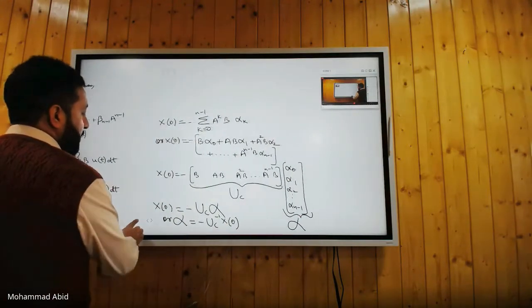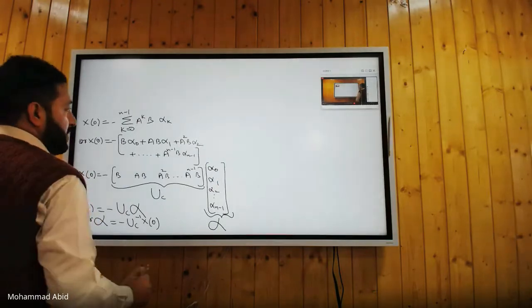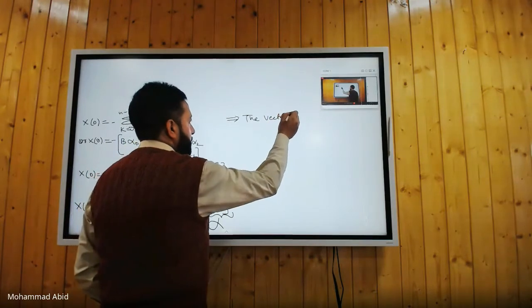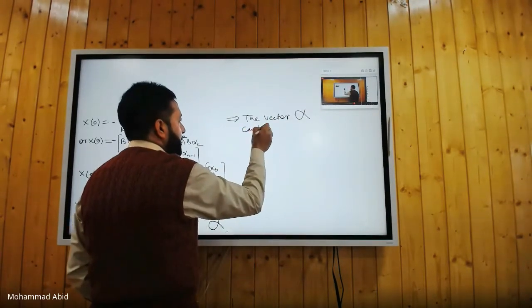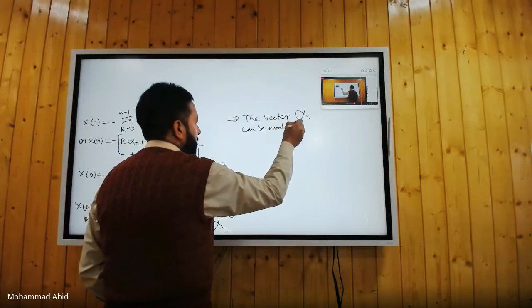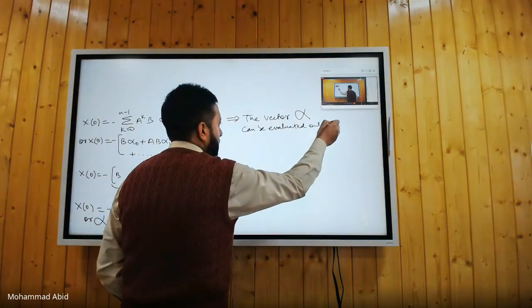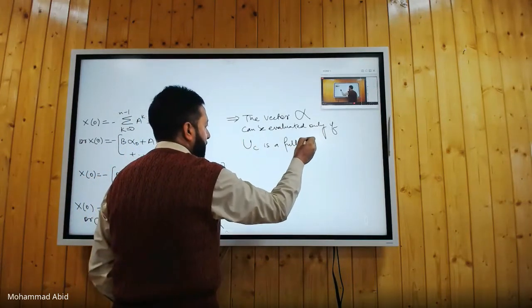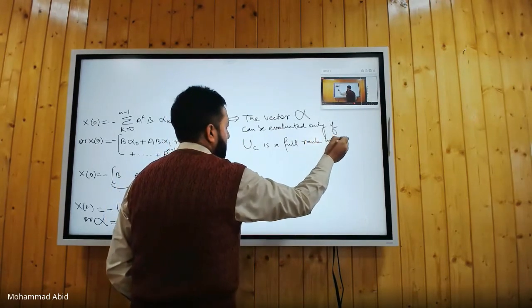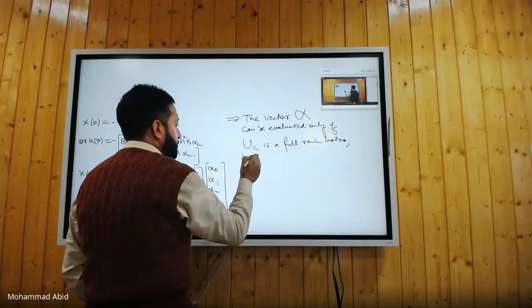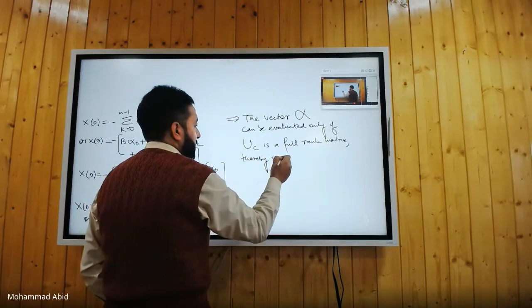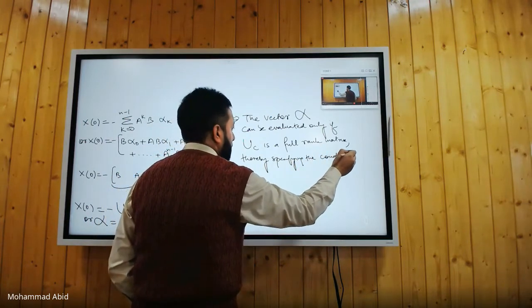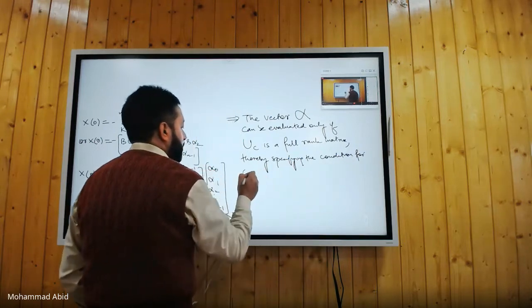The condition for evaluating alpha is that UC must be a full rank matrix, which implies the vector alpha can be evaluated only if UC is a full rank matrix, thereby specifying the condition for controllability.